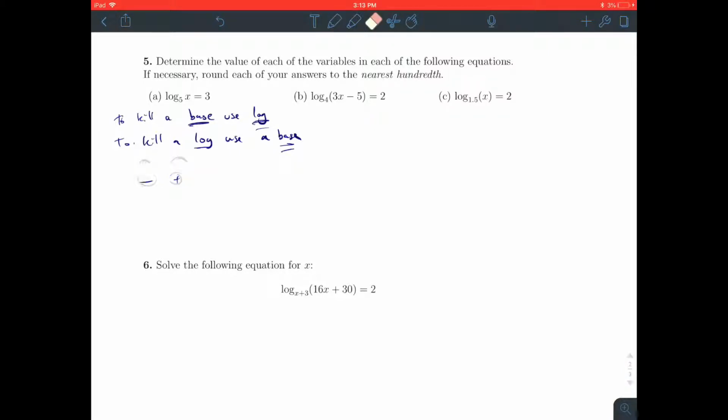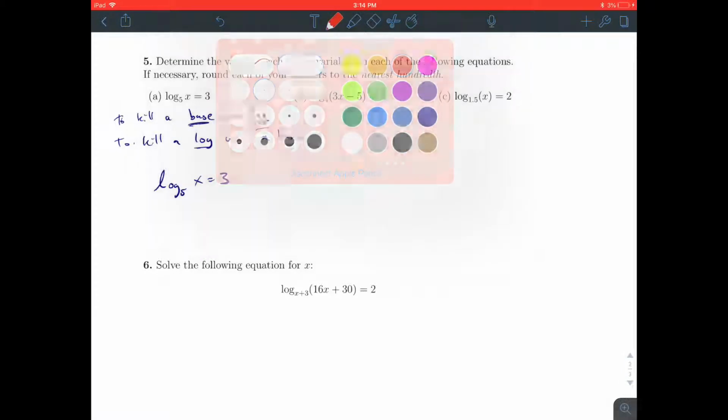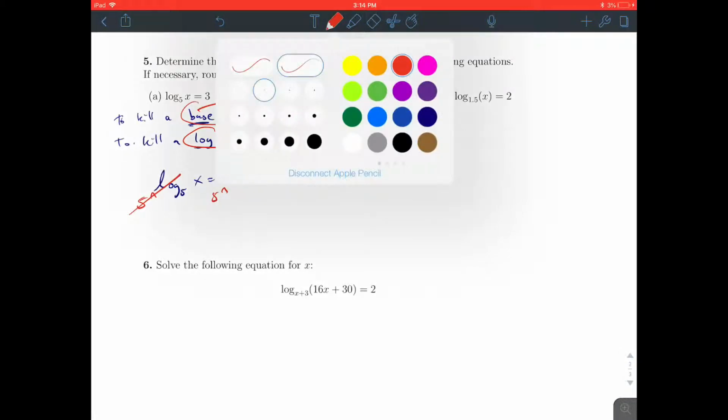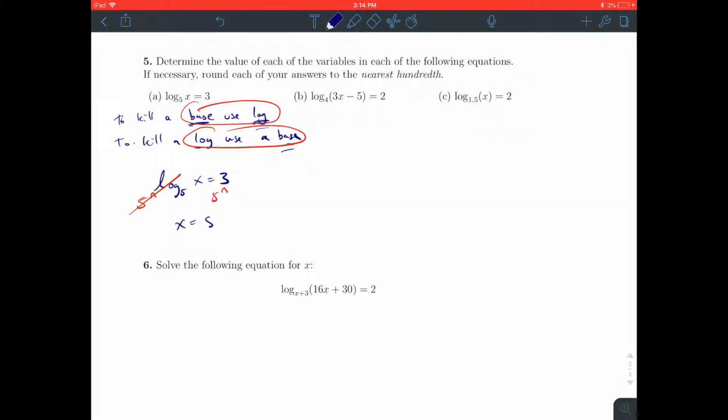So this time, we're starting off with a log. We have the log base 5 of x equals 3. To cancel out a log, we know that logs usually are used to cancel bases, so to cancel a log, we use base 5 on both sides. Base 5 and log cancel out. This gives us x equals base 5 to the 3rd power. X is equal to 125.